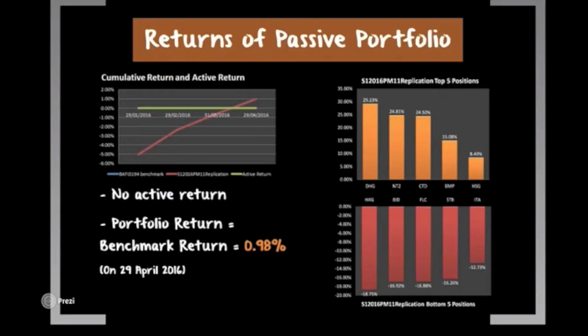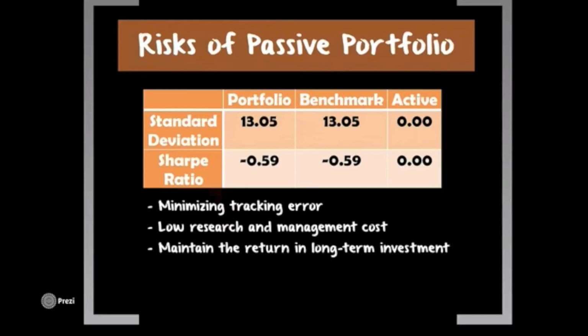Moreover, we would like to provide you some information about the top and bottom 5 positions of this portfolio. The noticeable stocks are HE, which has the highest return, and HIG, which causes us the largest loss. Now I would like to move to the section of portfolio risk.